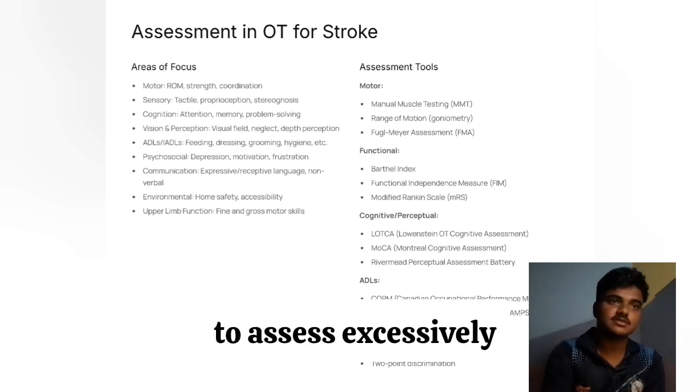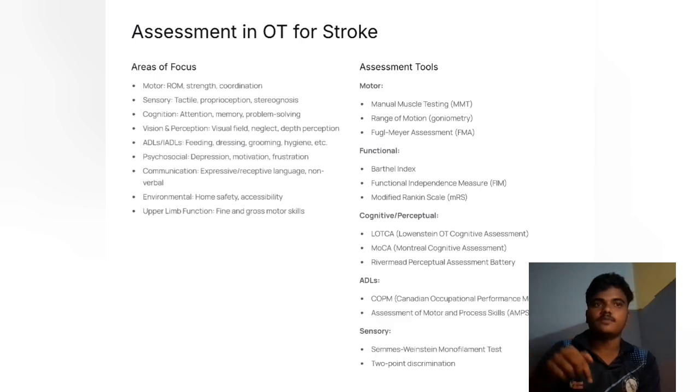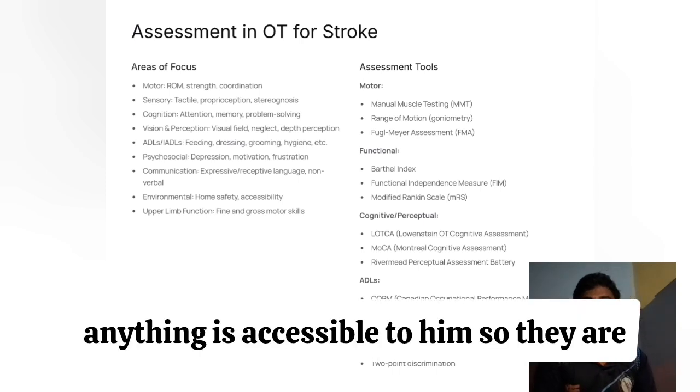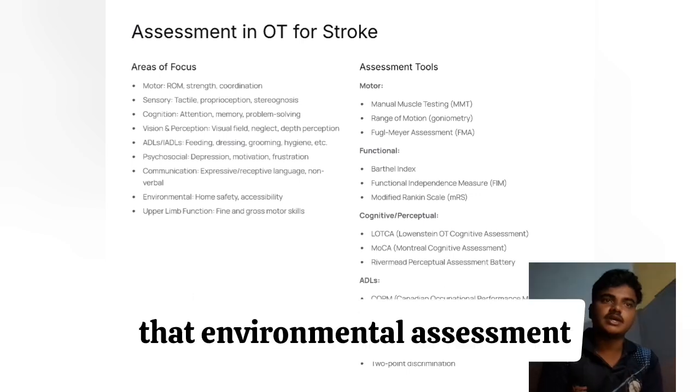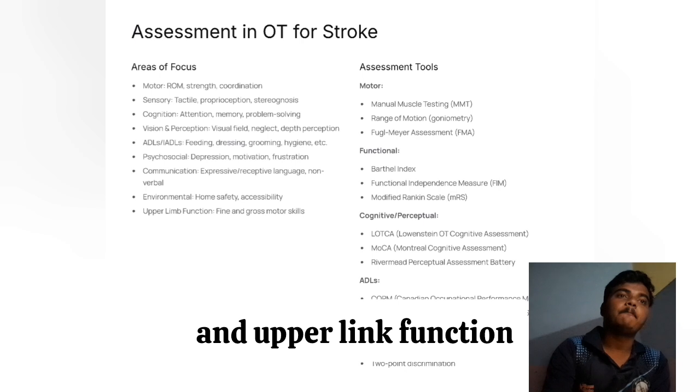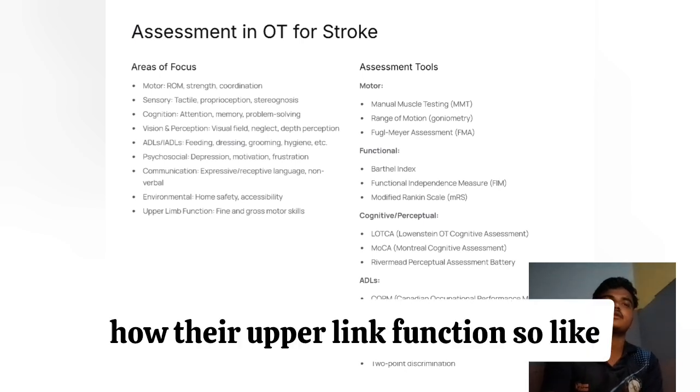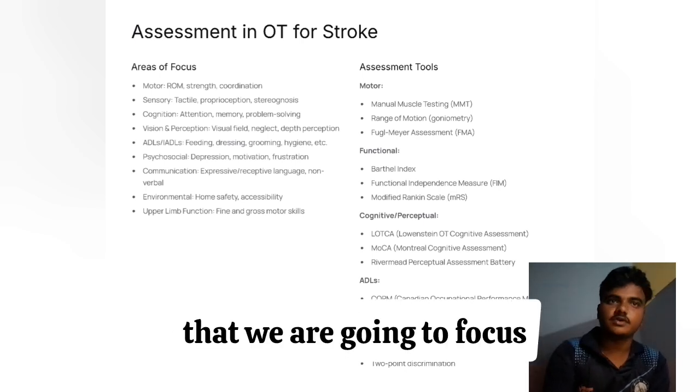So we have to assess how their environment is now. Is there any safety in their home? Is everything accessible to him? If they are in a wheelchair, right, they have to access everything they need. So that is the environmental assessment, and also upper limb function, how their upper limb is functioning. Like that we are going to focus.